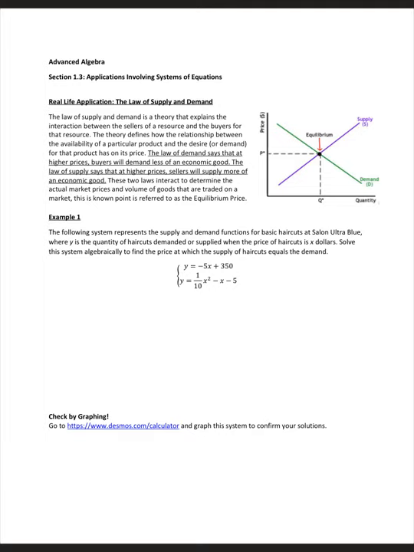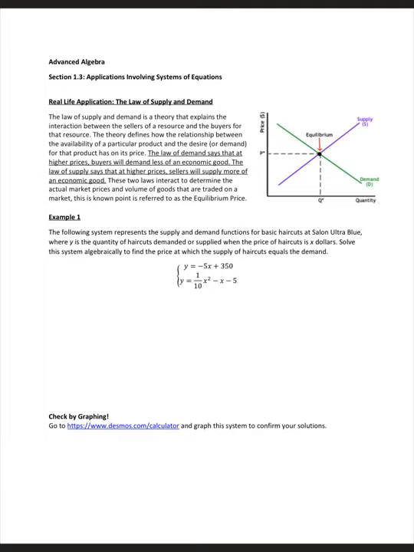The law of supply and demand is a theory that explains the interaction between the sellers of a resource and the buyers for that resource. The theory defines how the relationship between the availability of a particular product and the desire or demand for that product has on its price.